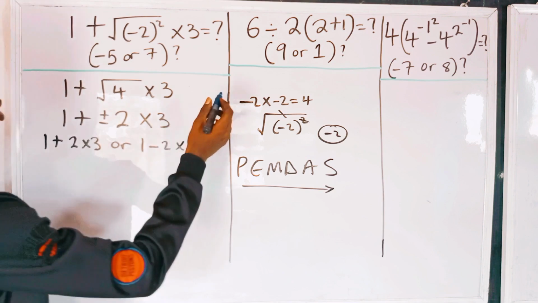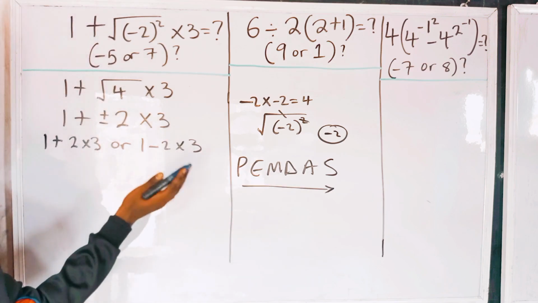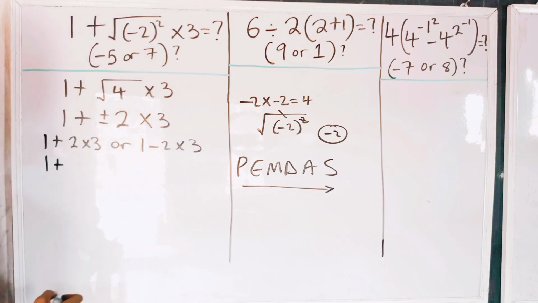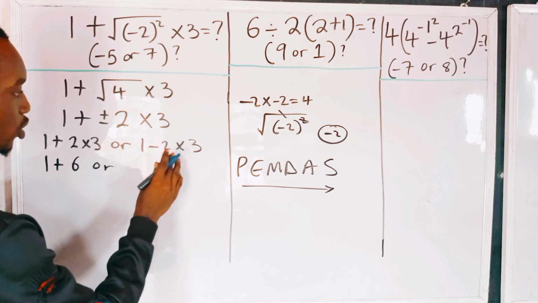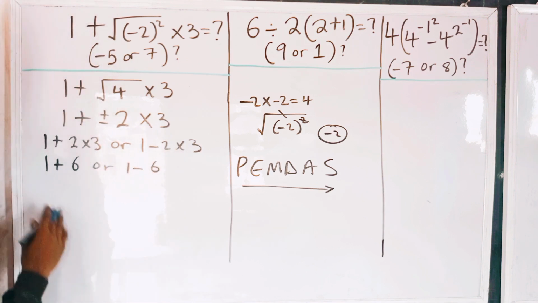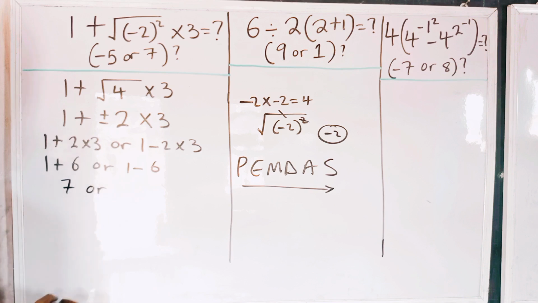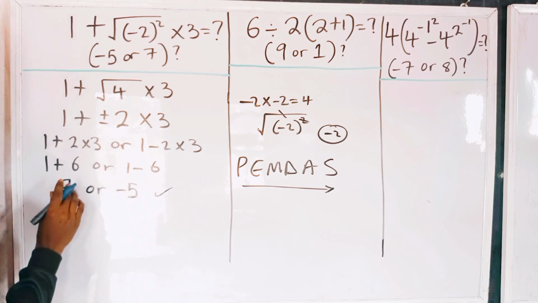We're going to be having two solutions here. Okay, so according to PEMDAS, the next thing we're going to be doing is multiplication. Multiply and divide. There's no division, so just multiplication. So here we have 1 plus 2 times 3, which is what? 6. Then here we have multiplication also. 1 minus 2 times 3 is what? 6. So here we're going to have 1 plus 6, which is what? 7. Or 1 minus 6, which is what? -5.